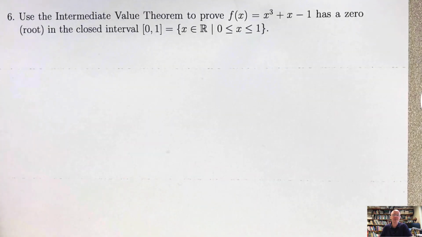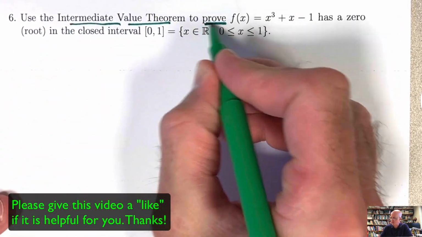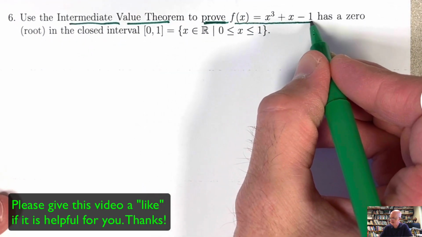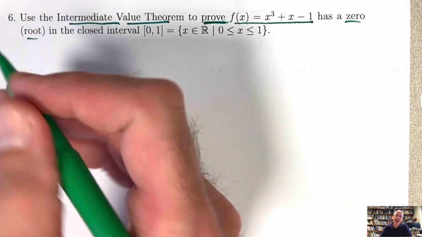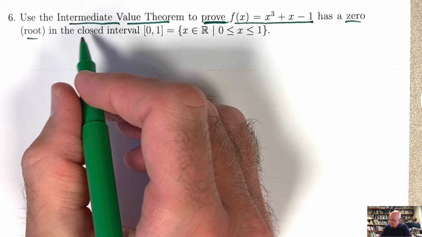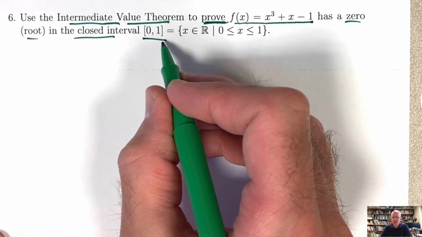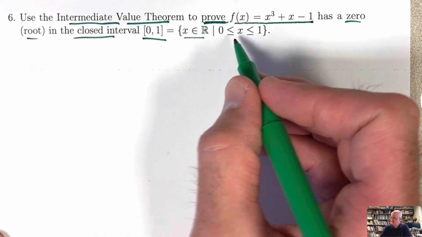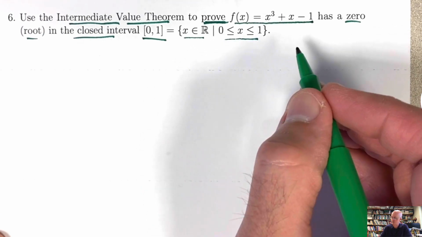So far in this video, we've not been super rigorous. That changes here in our last problem. We're going to use the intermediate value theorem to prove that this function, f of x equals x cubed plus x minus 1, that cubic, has a 0, in other words, a root, x-intercept, in the closed interval from 0 to 1, including the endpoints. That's interval notation there. In set builder notation, this would be the set of all real numbers x with the property that 0 is less than or equal to x is less than or equal to 1, a closed interval.